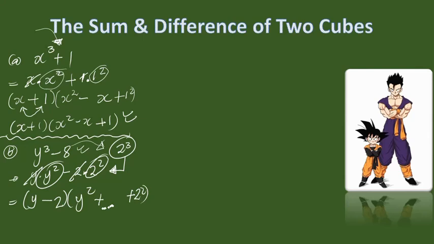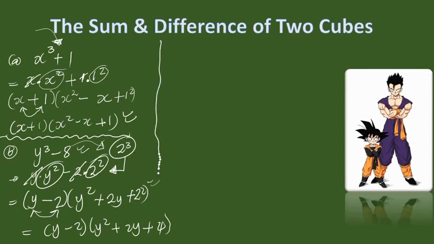And how do you get the term in between? You multiply these things together. Y and 2 together, that is 2y. And afterwards, you simplify this part here. You have y minus 2, you have y squared plus 2y plus what is 2 squared? 4. Easy as that. I feel like this is easy. Let's try another one now.